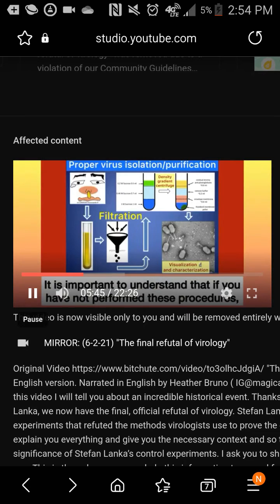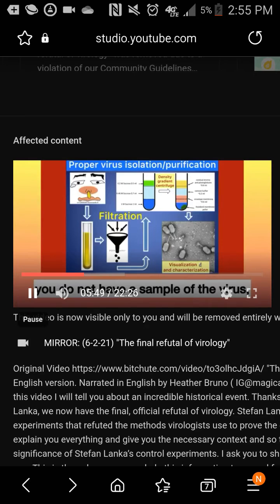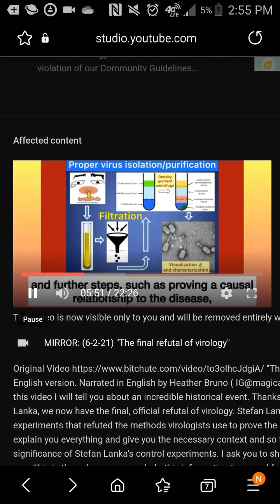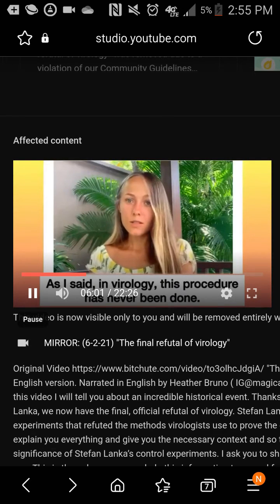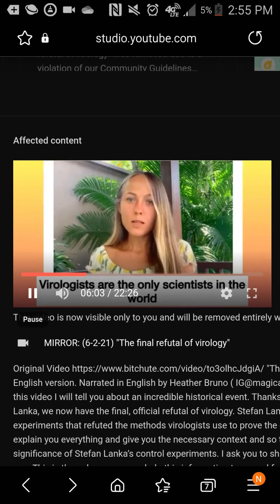It is important to understand that if you have not performed these procedures, you do not have a sample of the virus, and further steps such as proving a causal relationship to the disease, creating a diagnostic test and a vaccine are simply not possible. As I said, in virology, this procedure has never been done.